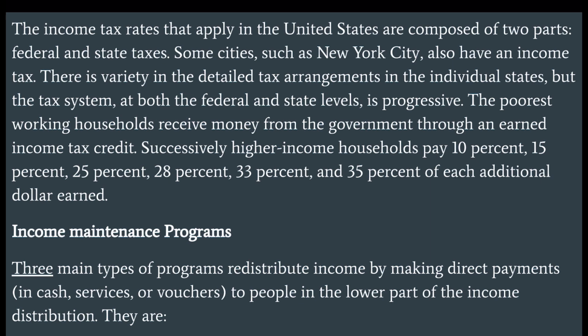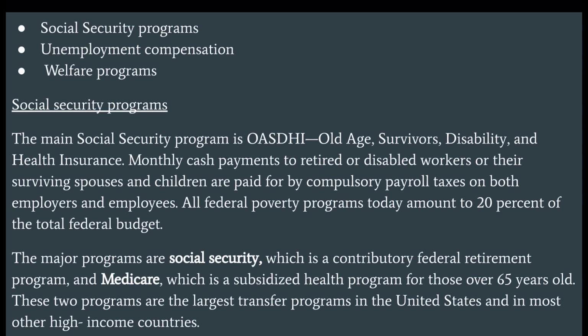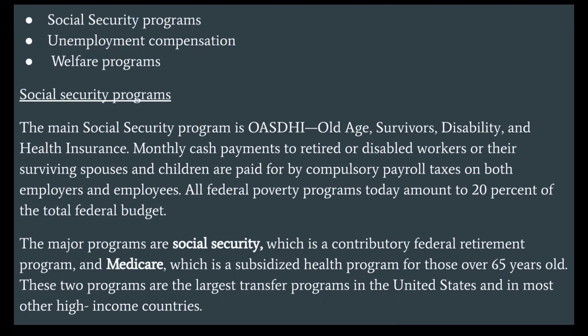Income maintenance programs. Three main types of programs redistribute income by making direct payments in cash, services, or vouchers to the people in the lower part of the income distribution. They are social security programs, unemployment compensation, and welfare programs. Social security programs. The main social security program is OASDHI, Old Age, Survivors, Disability and Health Insurance. Monthly cash payments to retired or disabled workers or their surviving spouses and children are paid for by compulsory payroll taxes on both employers and employees.